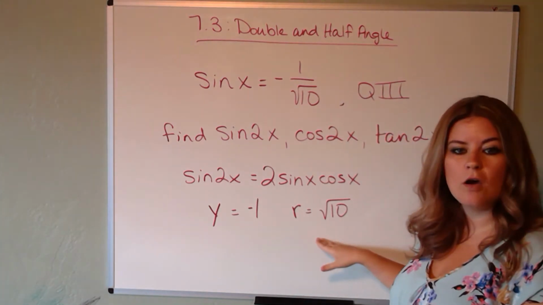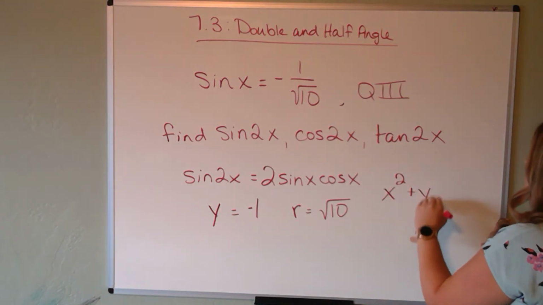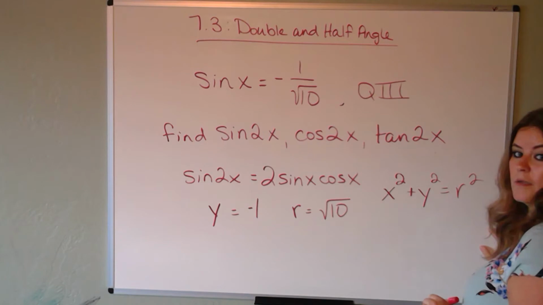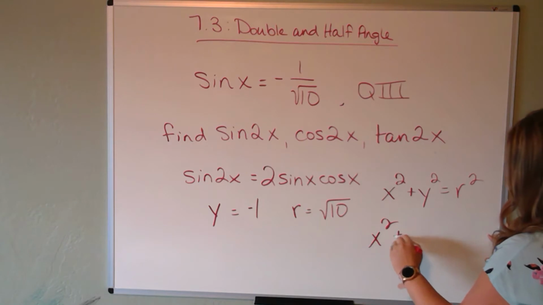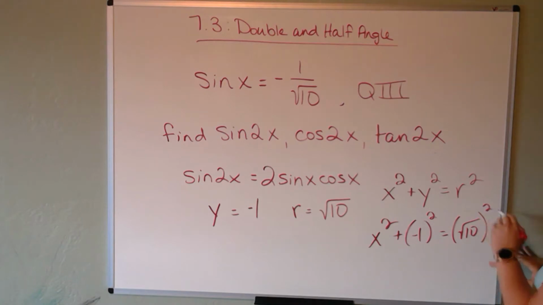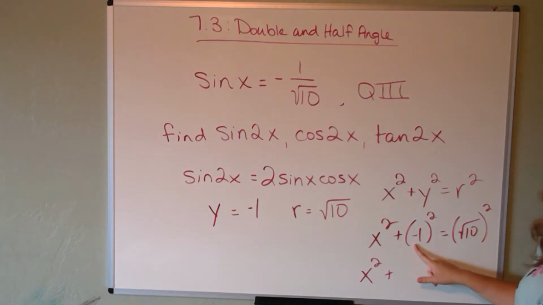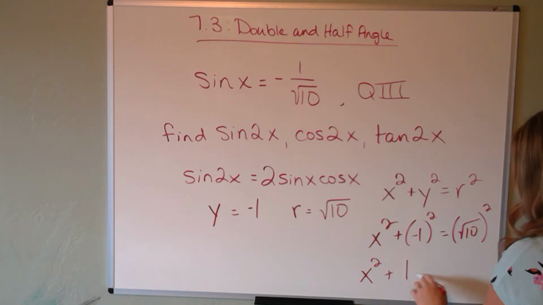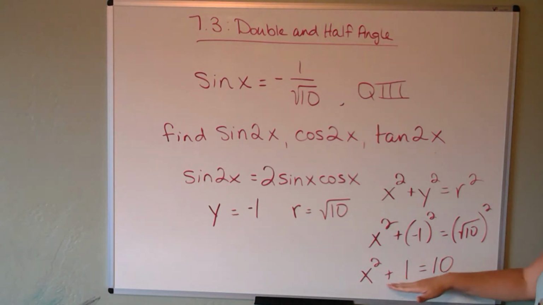If you have y and r, can't you solve for x? Yeah, so remember, x squared plus y squared is always equal to r squared. So let's do a little solving here. I'm looking for x. x squared plus -1 squared equals the square root of 10 squared. So x squared plus, remember, -1 squared is positive, so x squared plus 1 equals, you guys, what's the square root of 10 squared? Remember, the squared and the root just cancel each other out and you're just left with 10. So x squared plus 1 equals 10.